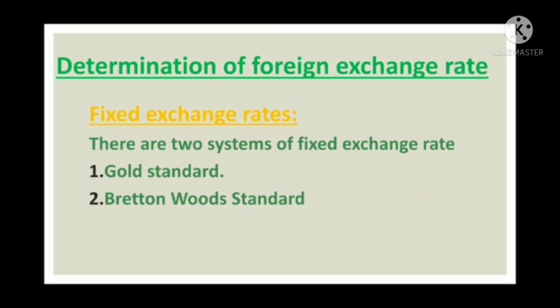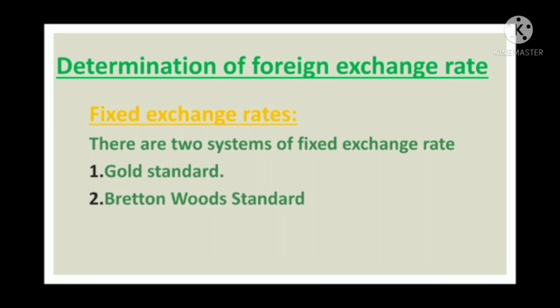So the first one is the fixed exchange rates. There are two systems of fixed exchange rate and they are gold standard and the Bretton Woods standard. Gold standard. Under this system, exchange rate is officially declared and it is fixed. Only very small changes from its fixed value are possible. A typical fixed exchange rate system was associated with the gold standard system of 1880 to 1914. Under the gold standard system, each currency value was defined in terms of gold and hence the exchange rate was fixed according to the gold value of currency that have to be exchanged.